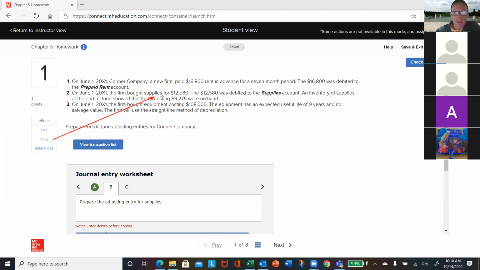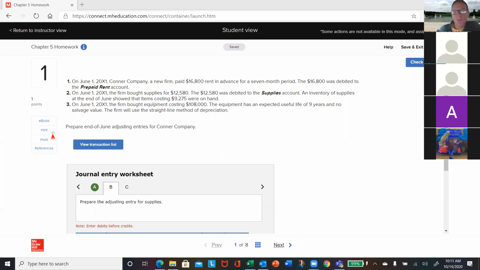It says they bought supplies, which is $12,580. They debited the supplies account. Of course, they probably credited cash or accounts payable. Again, I'll put that up in a minute. But that's the entry that creates the possibility we have to make adjustments. It says an inventory of supplies at the end of June showed that $9,275 were on hand. That means that's what's left.